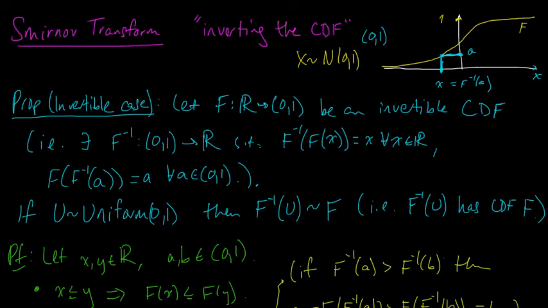So maybe let me say one last thing about how you would actually apply this. I think it might be pretty clear, but if you were to implement an algorithm on the computer, you would draw some random numbers, u1, u2 up to un, say, and then you would just evaluate f inverse of u1 up to f inverse of un, and then these would be your random samples from the desired distribution. Okay, so next we'll talk about the generalized form of the Smirnov transform.